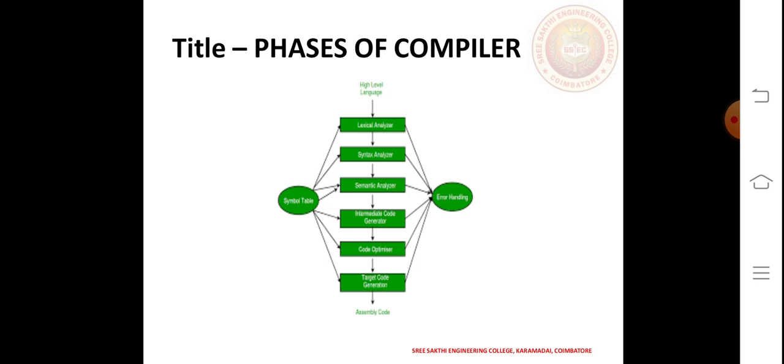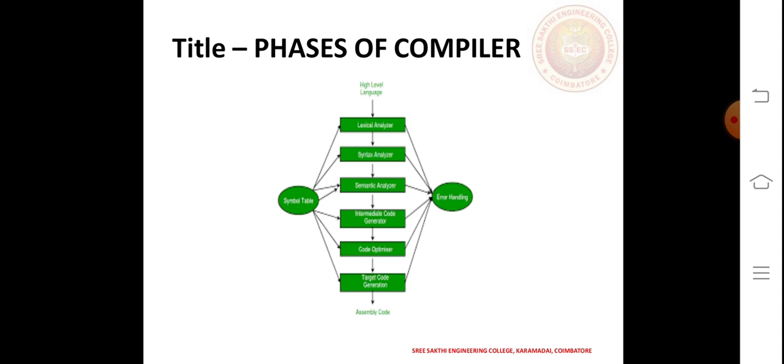High-level language is given as an input to the phases of the compiler. The first phase is the lexical analysis phase. After the lexical analysis phase, next we go to the syntax analysis phase. The third one is the semantic analysis phase. Fourth one is the intermediate code generator. Fifth one is the code optimization. And the last phase is the code generation phase. These are the six different phases of a compiler. Once the high-level language has been given as an input, after crossing through all these six phases, we get the assembly codes or the mnemonic codes as an output. This is the target program.